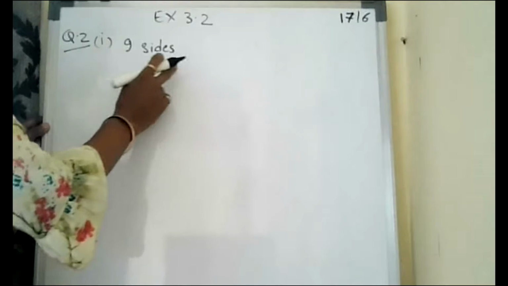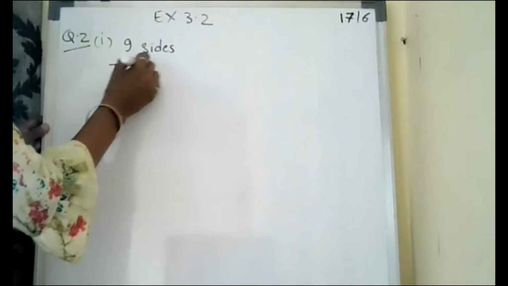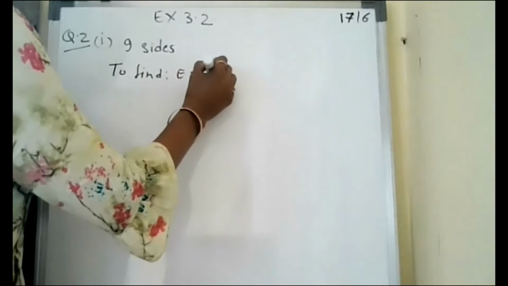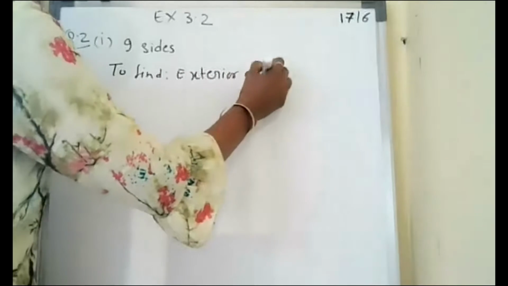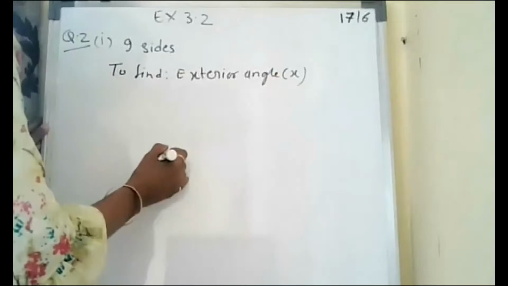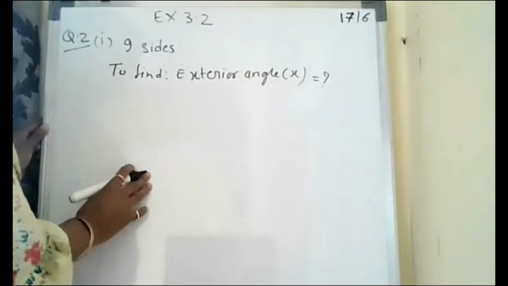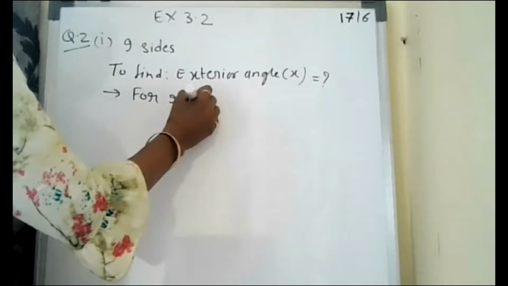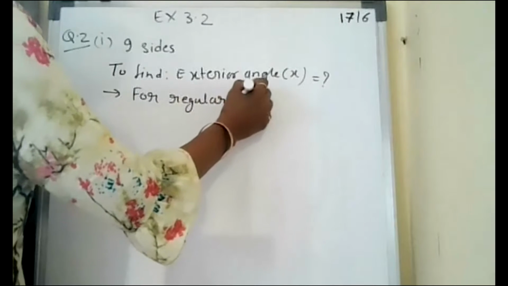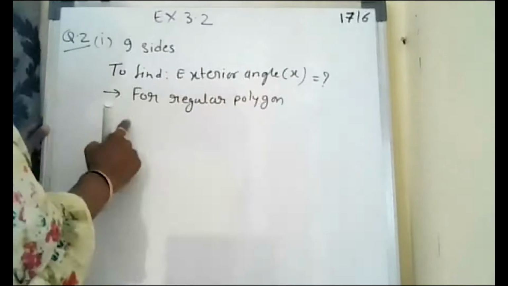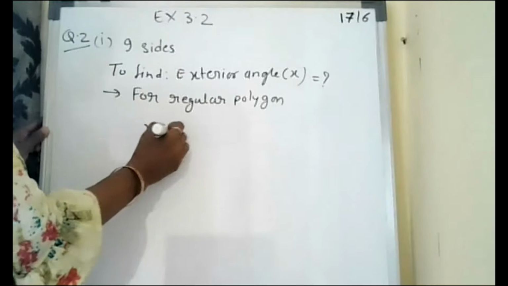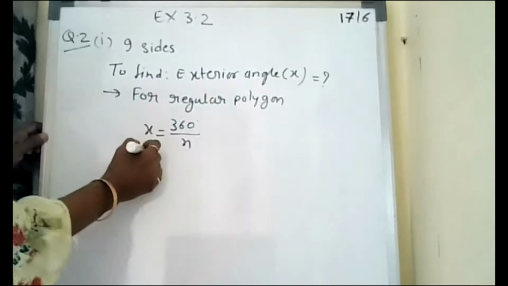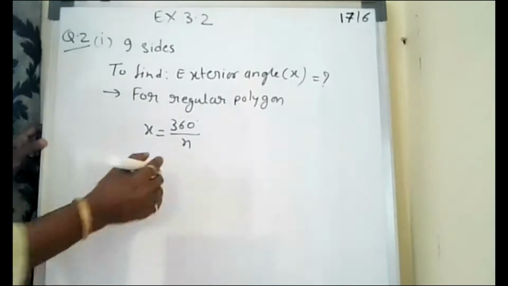Exercise 3.2, question number 2. What we have to find? Exterior angle. And we denote exterior angle by x, and this is what we have to find. Now, this formula is for regular polygon only. For regular polygon, we know that x is equal to 360 degree divided by n. Now we will put the value in n.